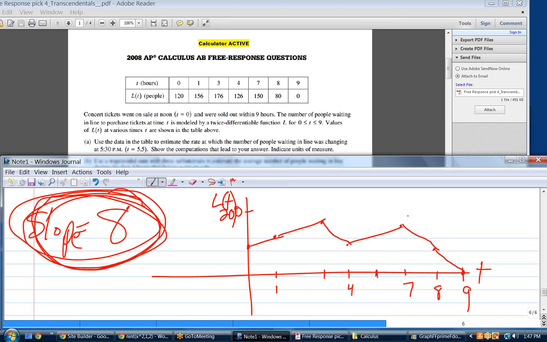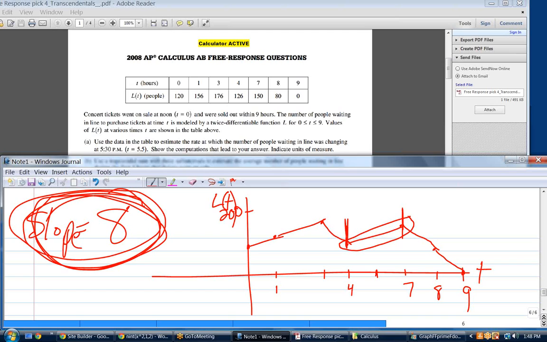Well, first of all, the rate of change for that entire time period is the same. In other words, at 1 minute after 4, the rate of change is 8 people per hour being added to the line. At 1 minute before 7, the rate of change is 8 people being added to that line every hour.